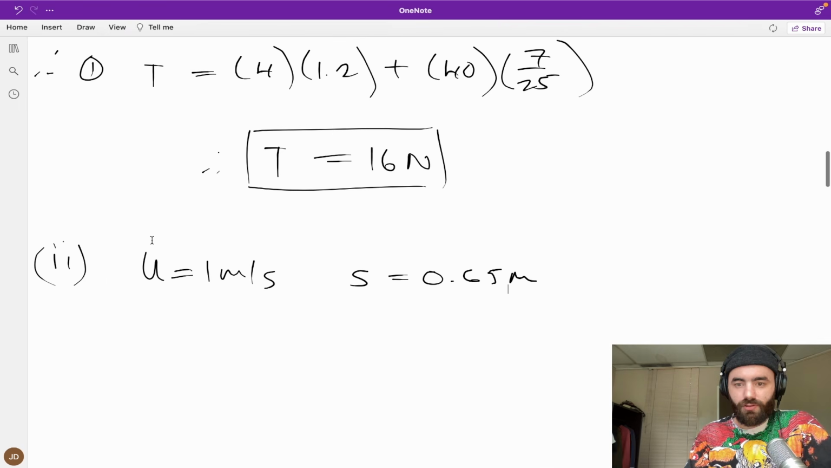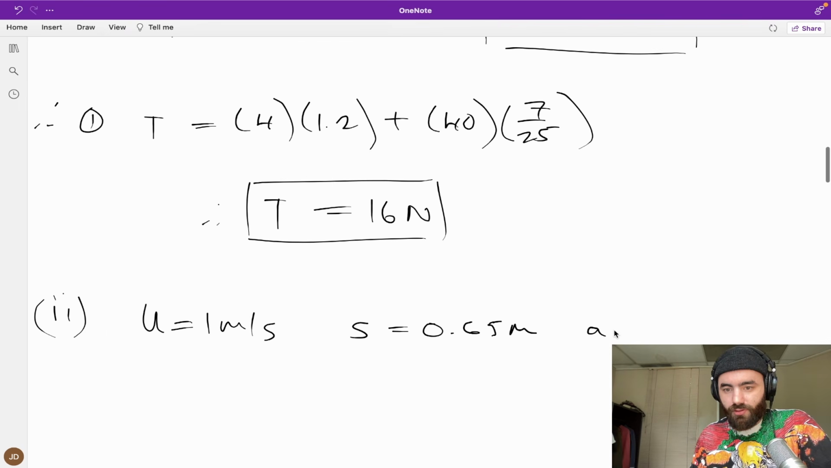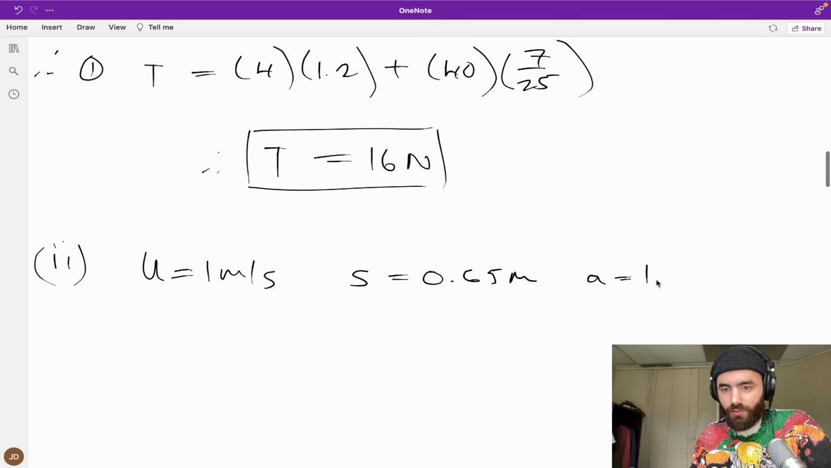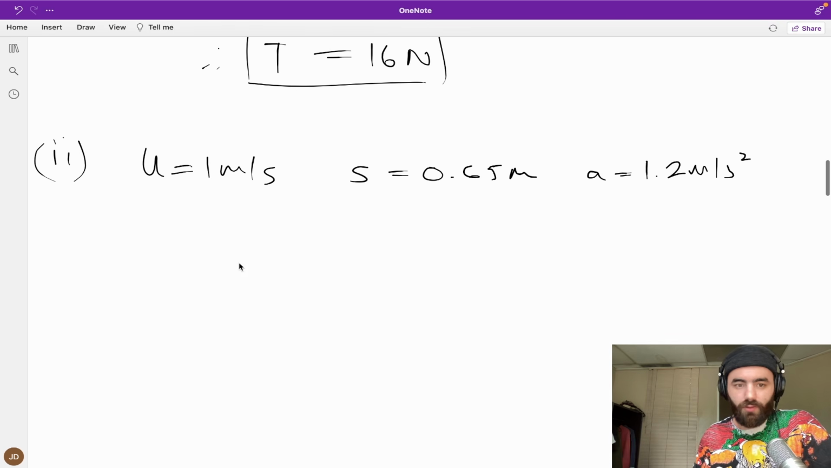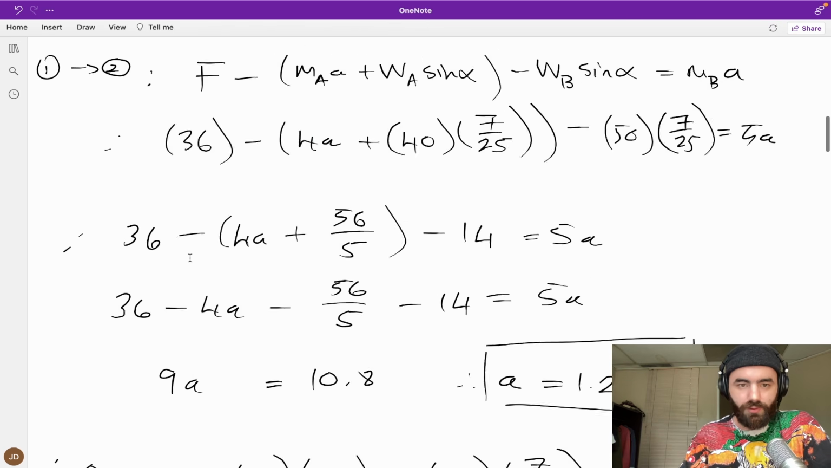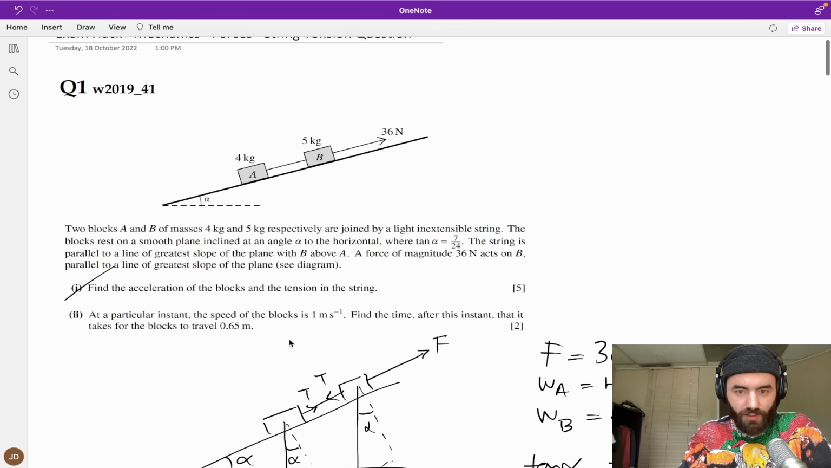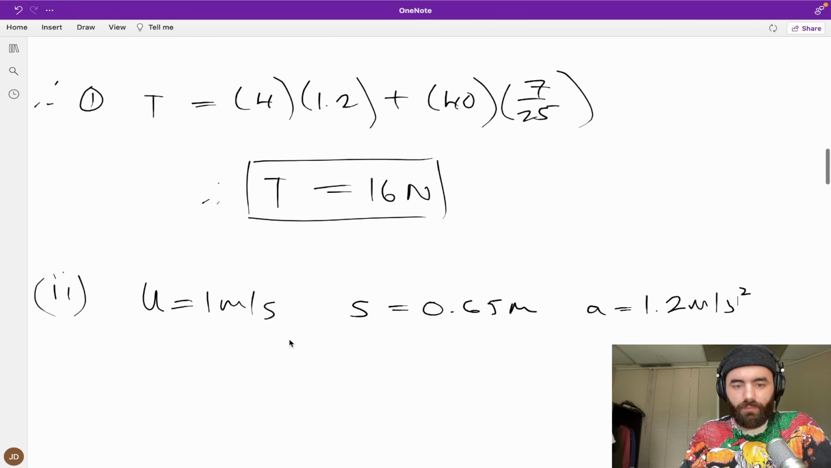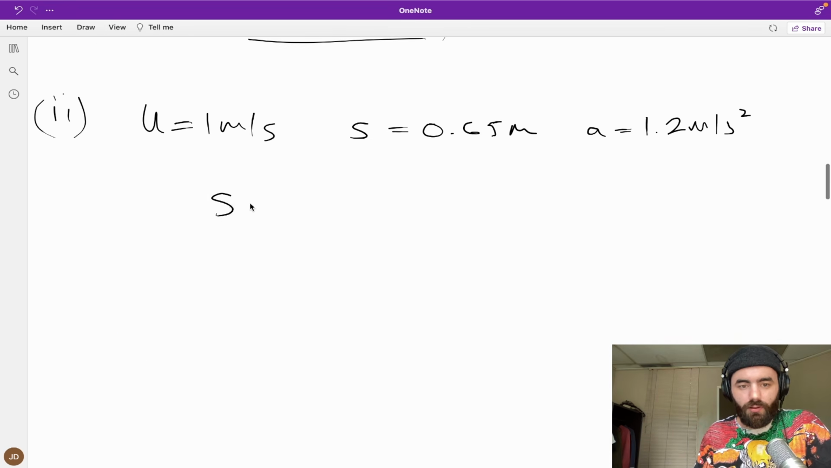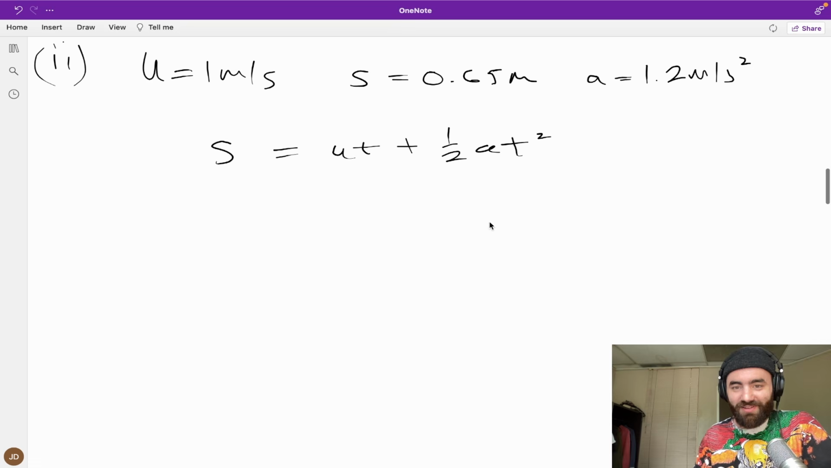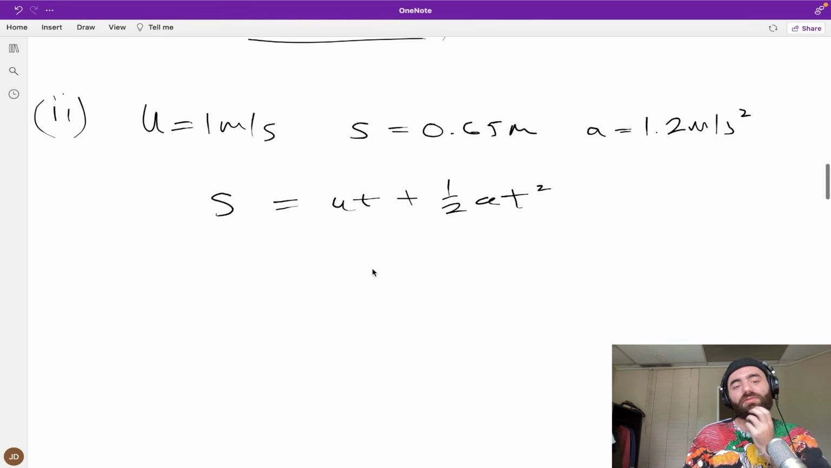And we have the acceleration, 1.2 meters per second squared. Well, we know an equation. Wait, what does it want? It wants the time taken. So we have this bad boy, s equals ut plus a half a t squared. Go watch my kinematics video. You should, in fact. It's not a recommendation, it's a demand. Now we just plug these in and we can find t.